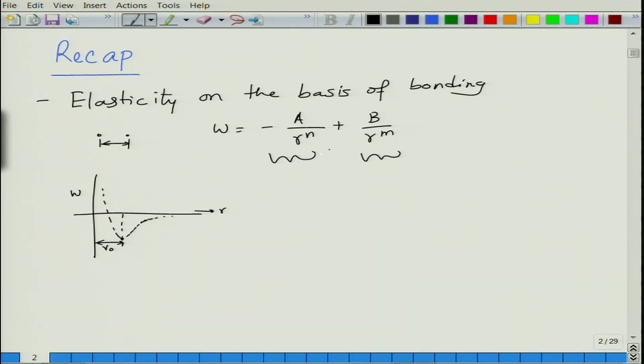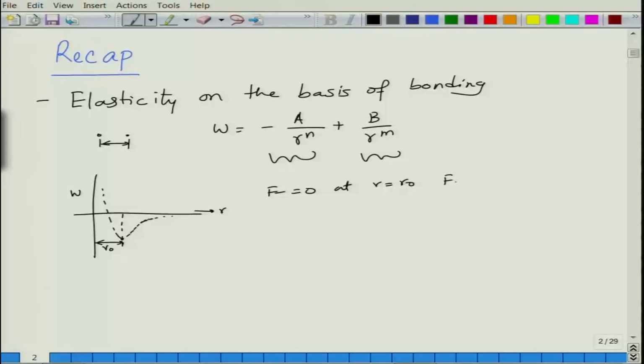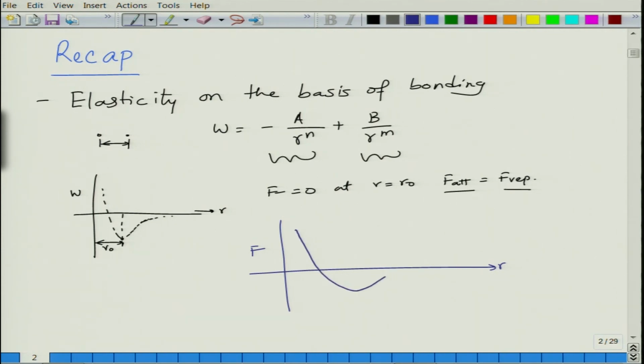And at this point where the potential energy is minimum, the force is equal to 0 at R equal to R naught, which means the attractive and repulsive forces outbalance each other completely. So, basically F attractive is equal to F repulsive. So, these two terms completely cancel each other, and when you plot F versus R, it will be of similar nature, except that this will be R naught.